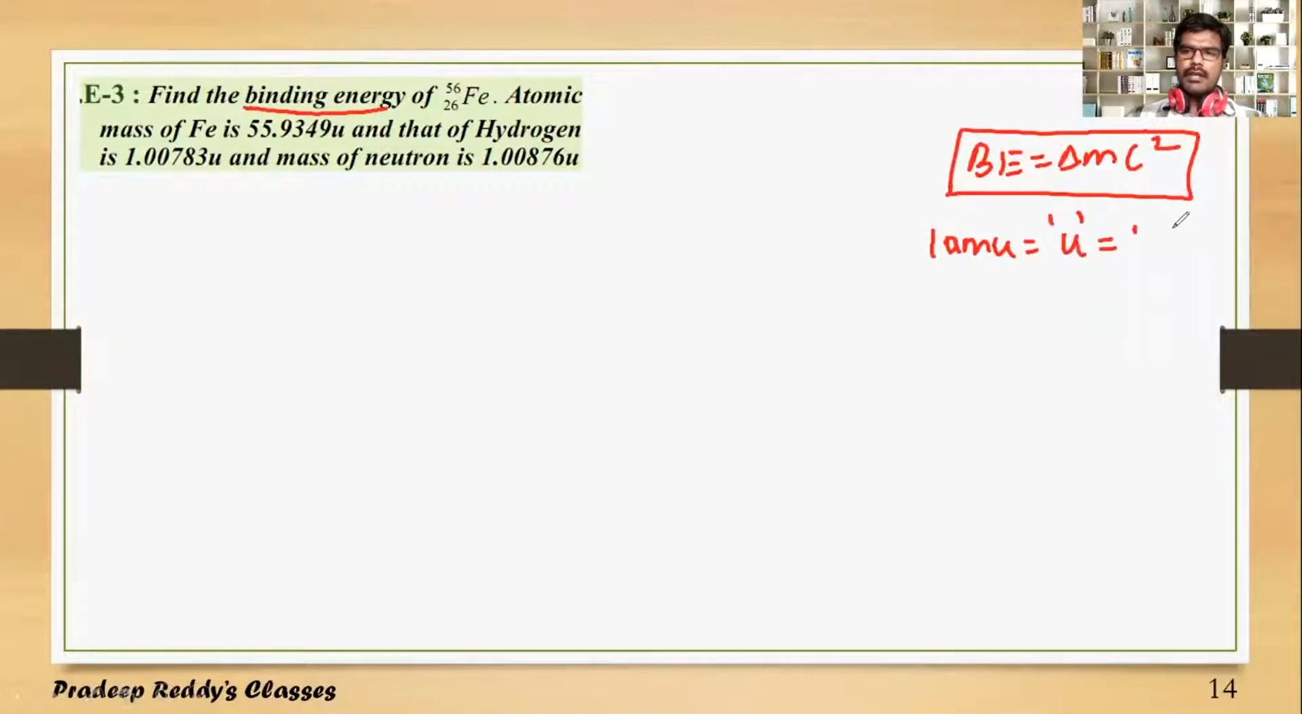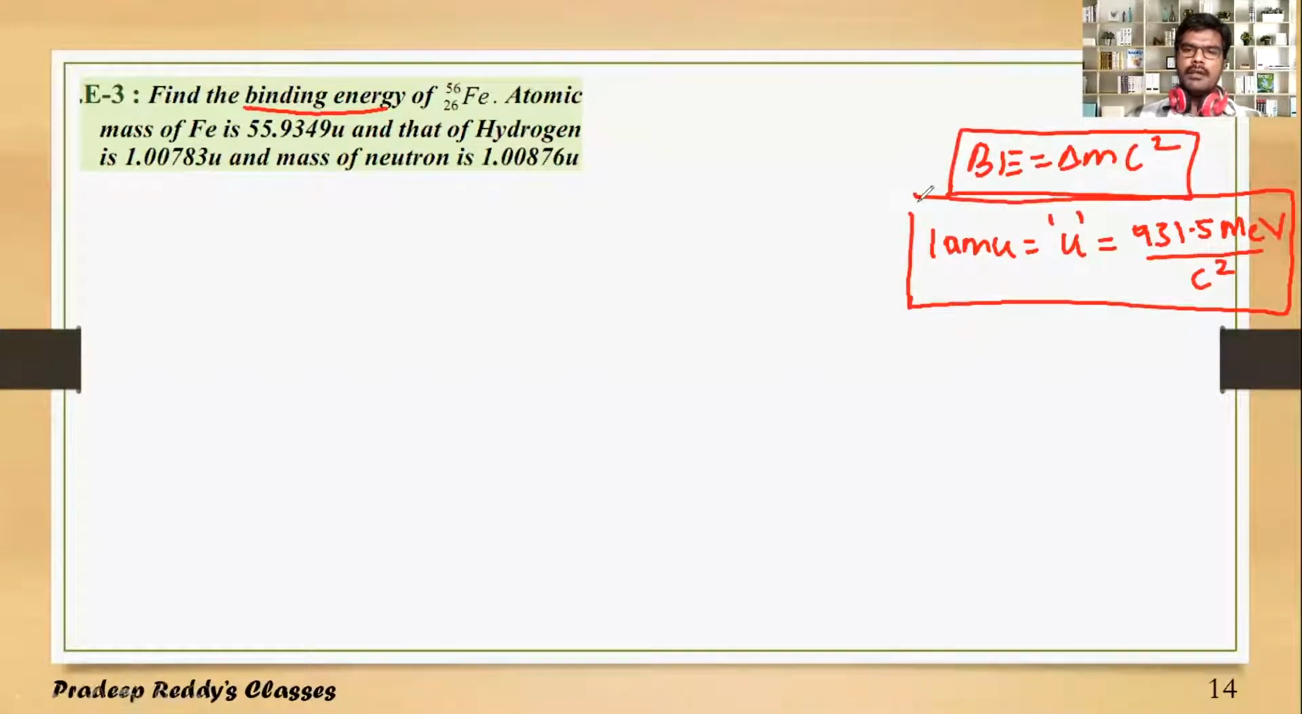This is equal to 931.5 million electron volt divided by C square. This is one more relation you can use. So wherever 1 AMU or 1 U is indicated, it means that one AMU is actually mass, and it can be converted into energy by just multiplying it with 931.5 divided by C square, and you will get it in million electron volt.